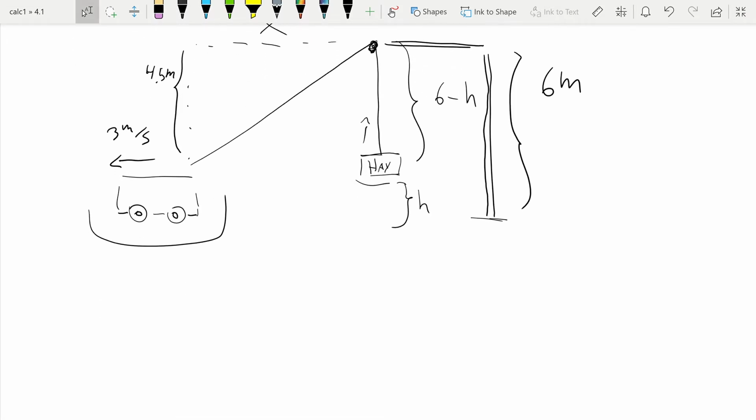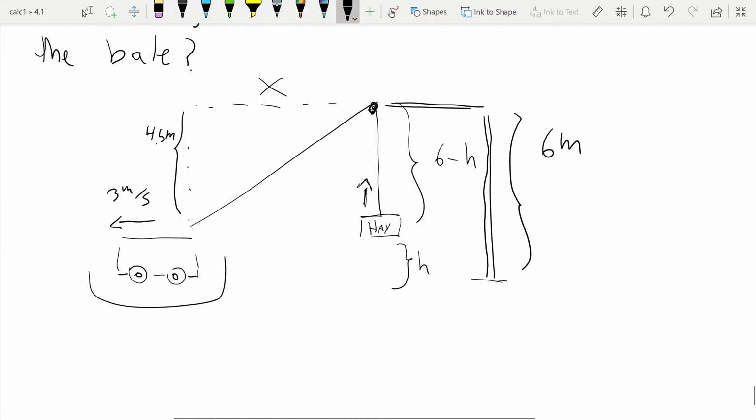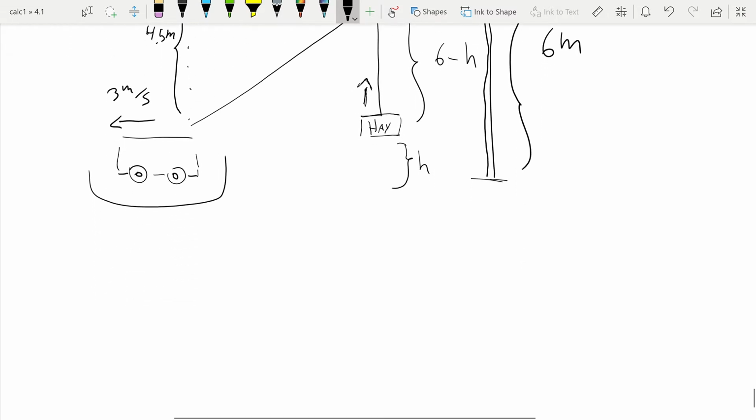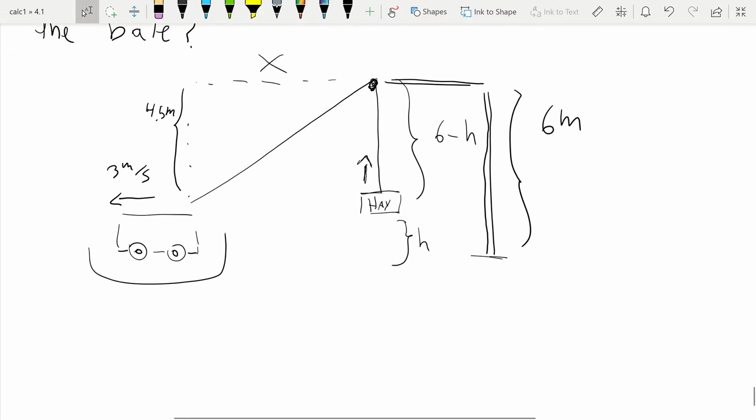And so what we're asked to find here is the speed at which the bale is rising. So how fast is the bale of hay moving upwards when the tractor is 5 meters away from the bale. So when x is equal to 5. So that's all the information we have.